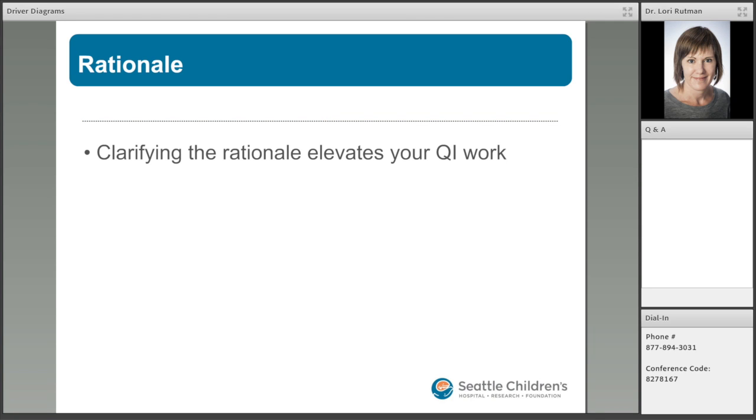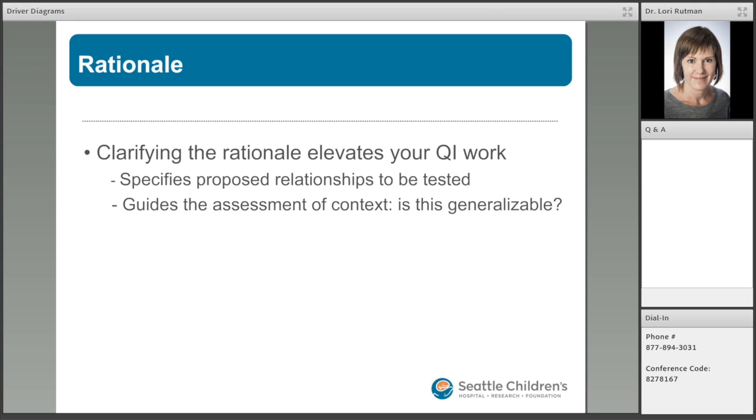So clarifying rationale really elevates your QI work. It specifies all the proposed relationships to be tested and guides the assessment of context. So is this generalizable? Similar to what I mentioned earlier about driver diagrams, if you can look at the driver diagram from one clinic's successful QI intervention, it will help you understand, do the same contextual elements apply in my clinic?